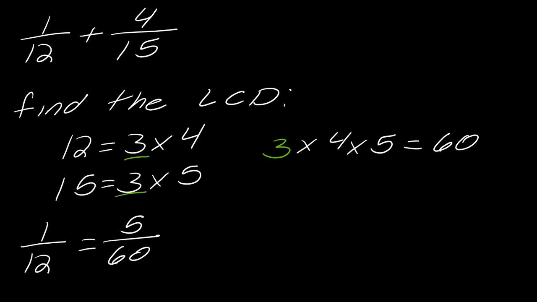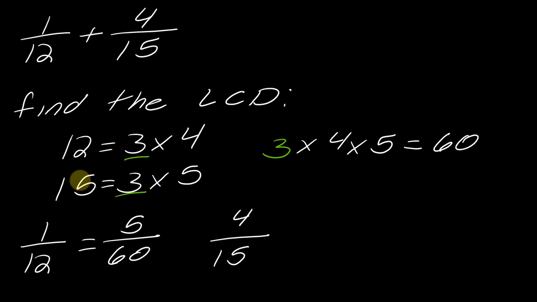Okay, so anyways, we know now that 1/12 is equal to 5 over 60, however you want to think about that. So now let's move on to this 4/15. So there are two different ways you can think about this. Either what do you multiply 15 by to get to 60?